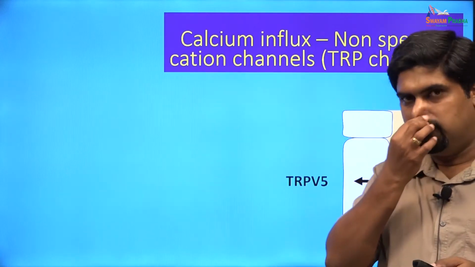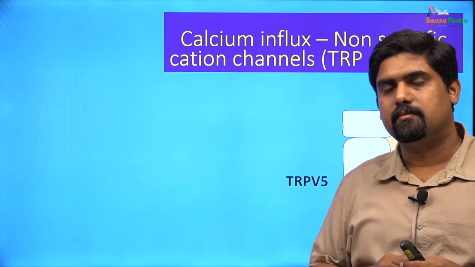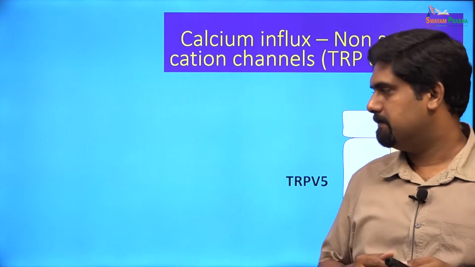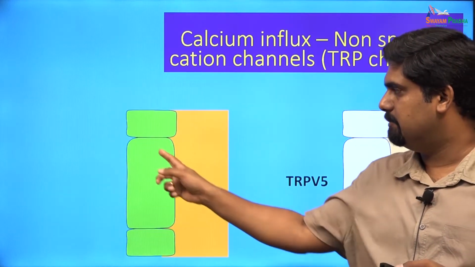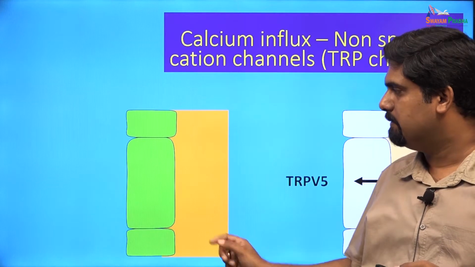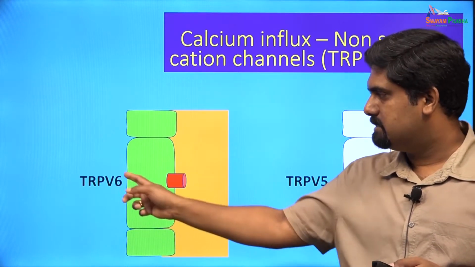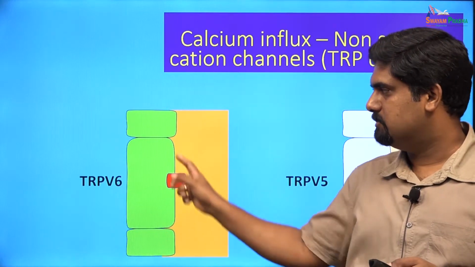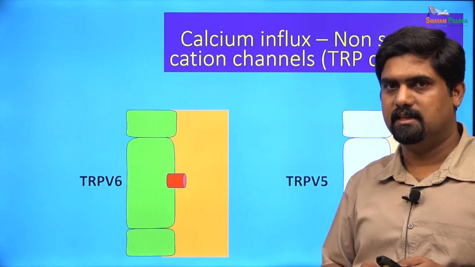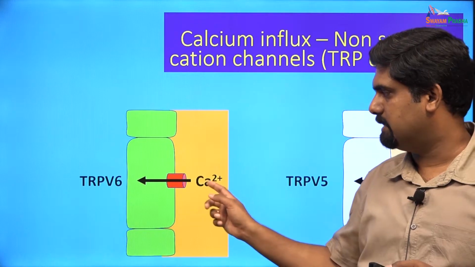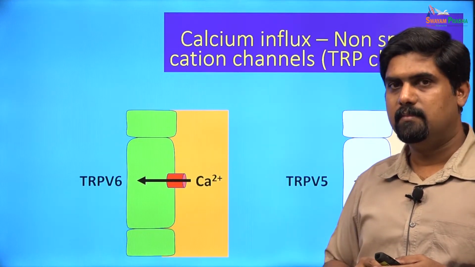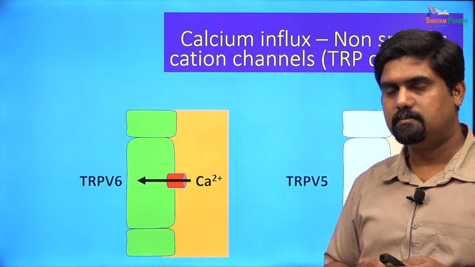Vitamin D is also important for the reabsorption of calcium from the intestine. Here we can see an intestinal epithelial cell. This is the lumen. So under the influence of vitamin D, TRPV6 channels are inserted on the apical surface of the intestinal epithelial cells. Here again they cause calcium influx into the cell and calcium absorption.